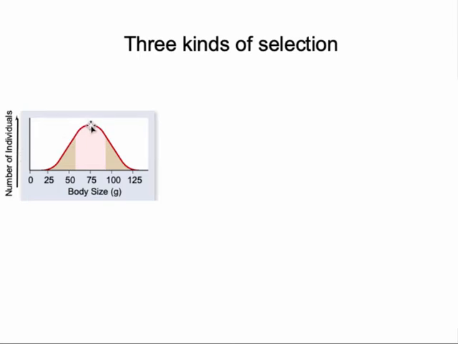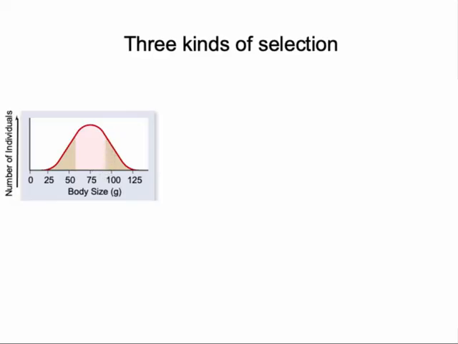So here at the peak, that means the highest number of organisms are at this body size of 75. While if you look over here at 25, there are very few organisms with 25 grams of body size. In this other extreme, 125, you have very few organisms at that side. And most of the organisms in your population are within this range of about 60 to 90, let's say.